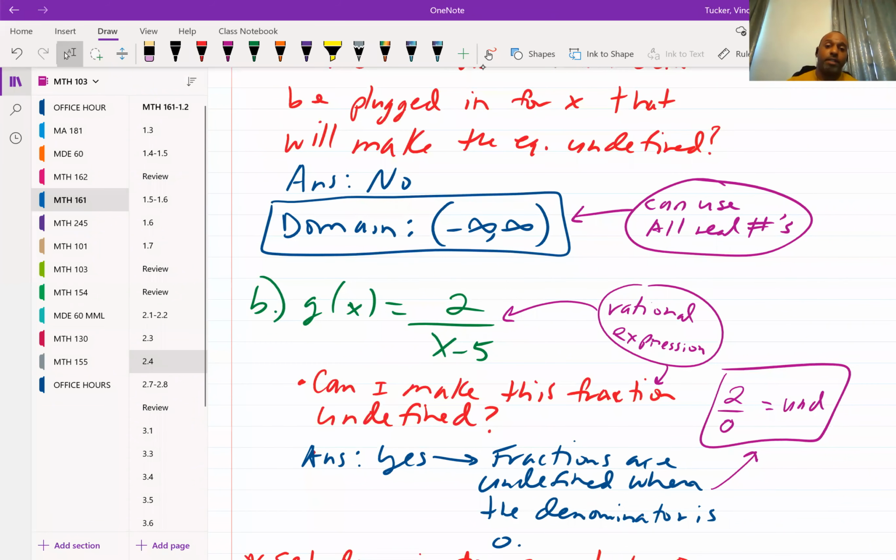So see the difference between this situation and the last one. The last one didn't have a scenario that would make that function undefined. I could plug in anything. Now, here, because I have a fraction, I cannot have 0 in my denominator. That's the situation that comes with all fractions. So if I have 0 in my denominator, then my answer is undefined. So what you can and cannot do is always determined by what you're given as a function.